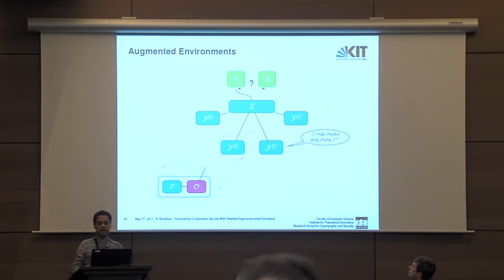In addition, environments in our framework can invoke, apart from the challenge protocol, also polynomially many instances of certain ideal protocols involving shielded oracles. We call these environments augmented environments. And we use this notation for pi realizes a protocol phi with respect to environments that may invoke polynomially many instances of the functionality F^o, which is the functionality defined by F and the shielded oracle.